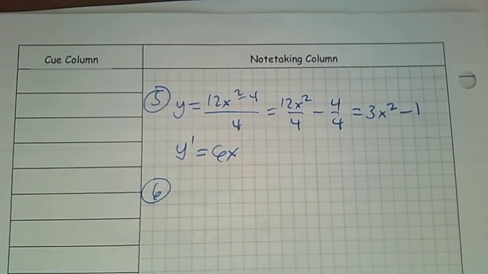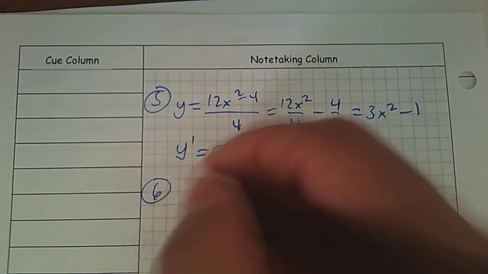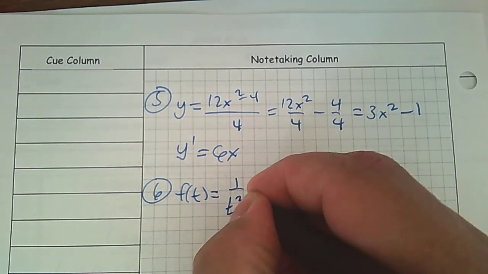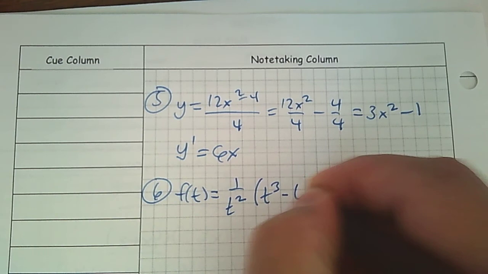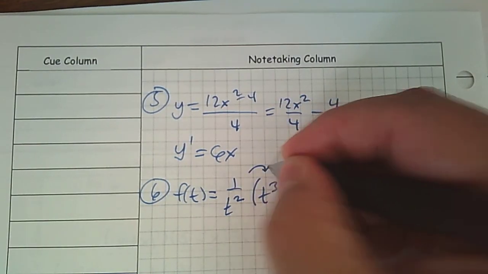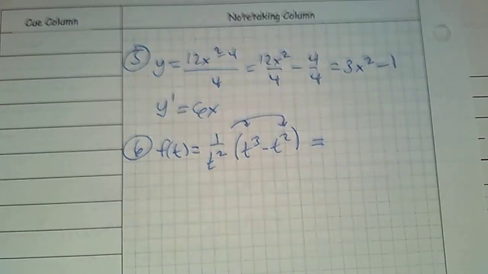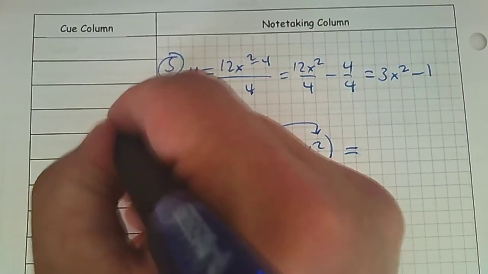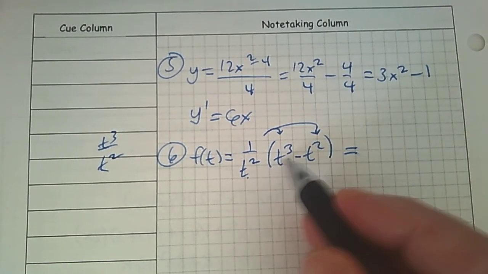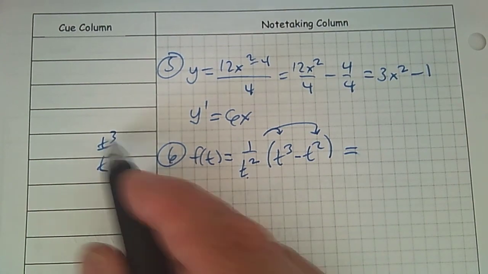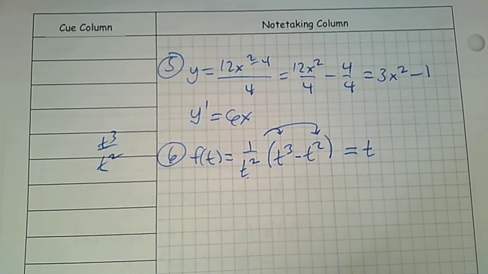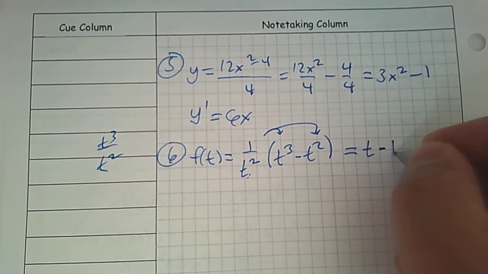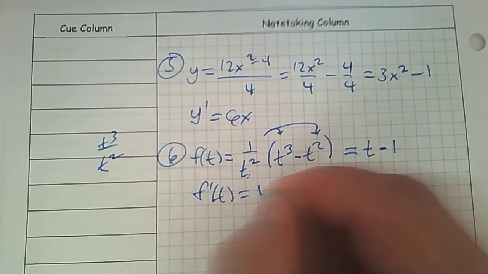If I don't see the algebra to simplify it, then I'll use other rules. F of t equals 1 over t squared, and then we have t cubed minus t squared. What I notice when I distribute here is that this can be a lot simpler. When you multiply 1 over t squared and t cubed, this is what you end up with: t cubed over t squared. Subtract the exponents, that's just t. And when I go 1 over t squared times t squared, they divide out, and that leaves me just with 1. So when I take the derivative here, the answer is just 1.